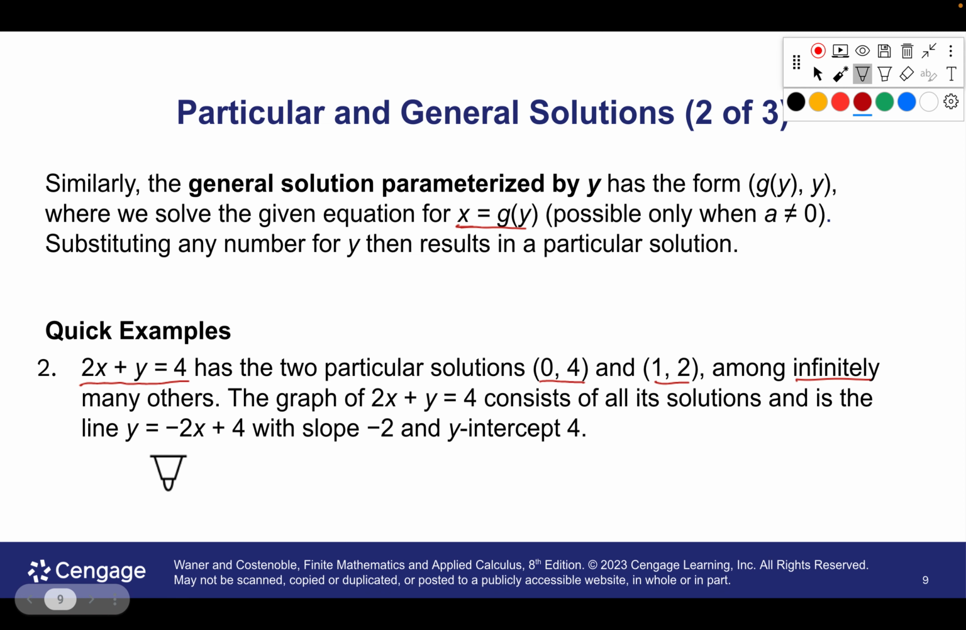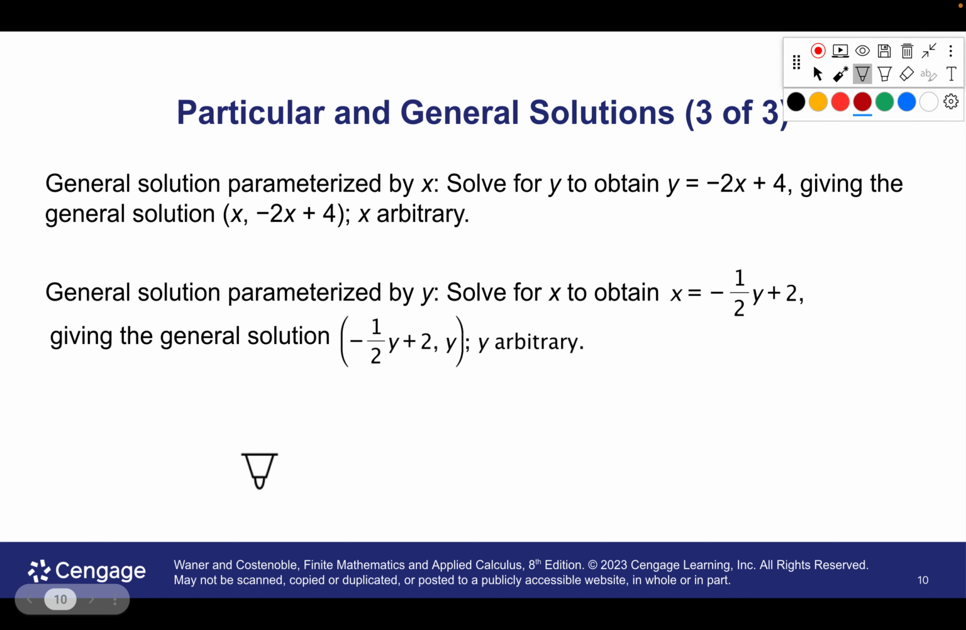And again, typically we will solve for y and parameterize in terms of x. When we do that, we come up with all our solutions: x comma negative 2x plus 4. So we plug in a value for x, we get the value for y.